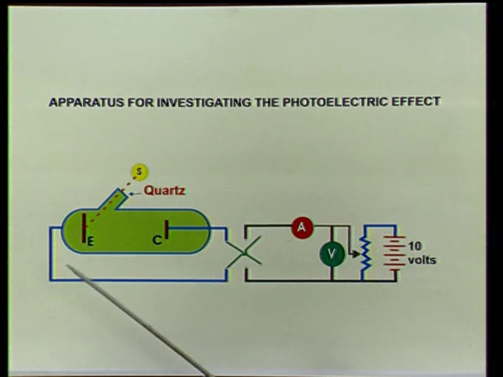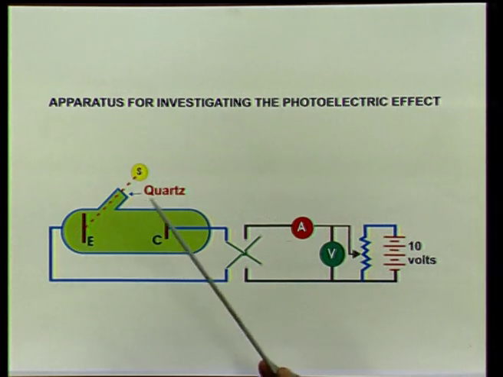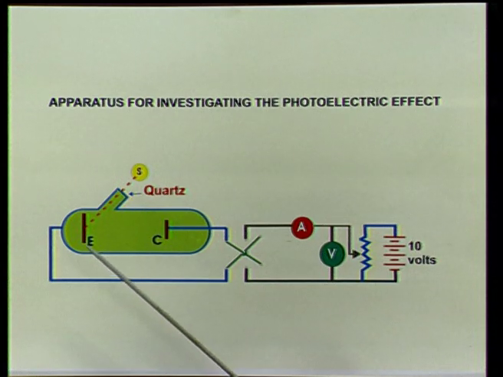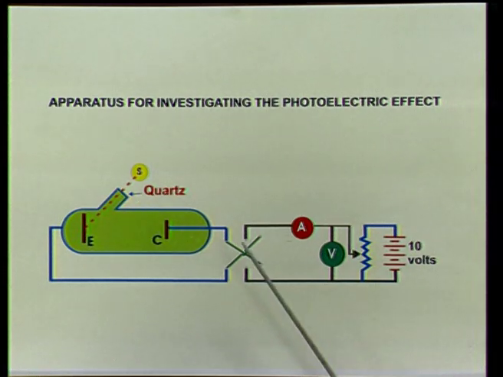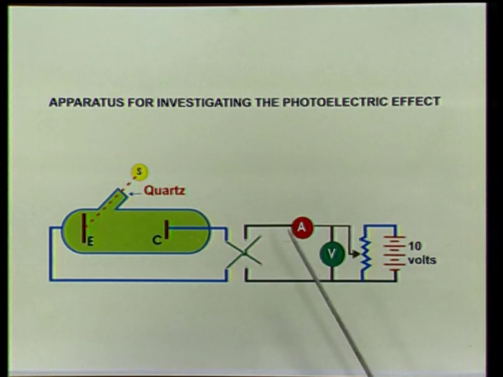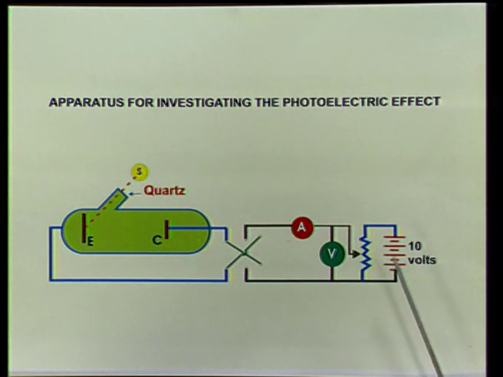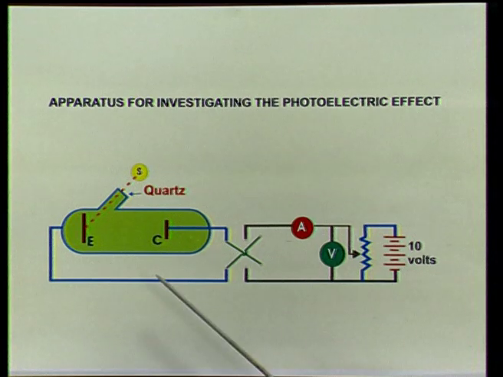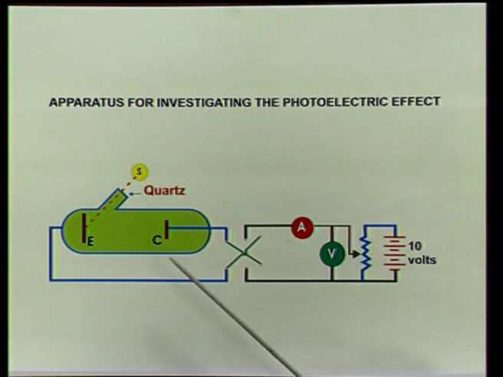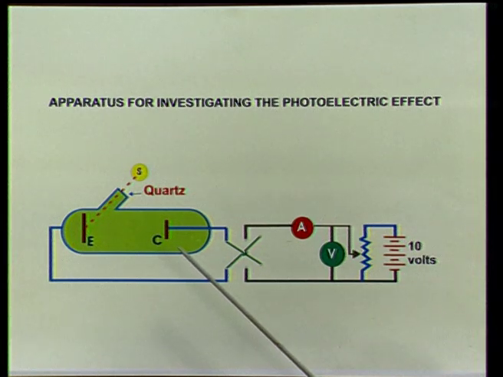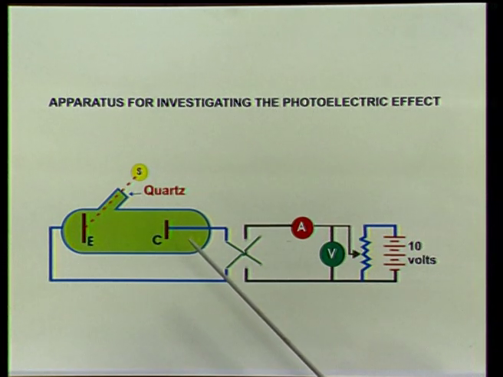In this, E is the photometal on which the light falls through a quartz window, and the electrons are collected by C. They are connected through a DPDT switch to an ammeter and a voltmeter, and for voltage application a 10 volt power supply is connected here. Whatever factors affect the photoelectric current can be observed with the help of this apparatus.